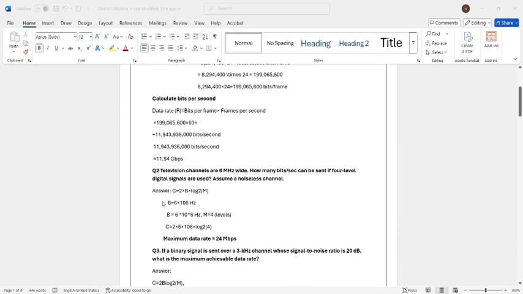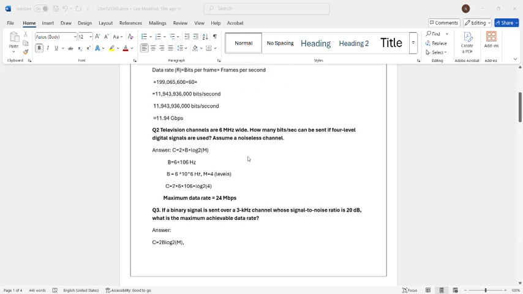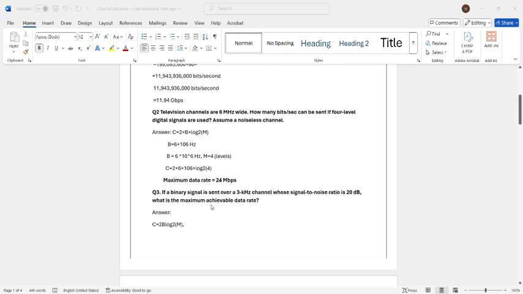Next, we go to question number 2. Television channels are 6000 MHz wide. How many bits per second can be sent if 4-level digital signals are used? Assume a noiseless channel. Here we are using the formula C is equal to 2B log 2 M, where B is equal to 6 into 10 to the power of 6 Hz, and M is equal to 4. Therefore, the maximum data rate is equal to 24 Mbps.